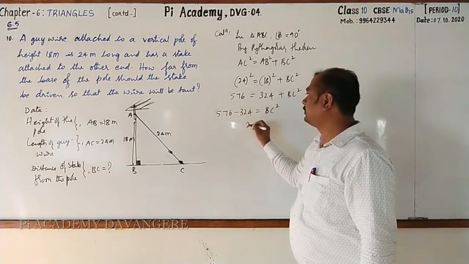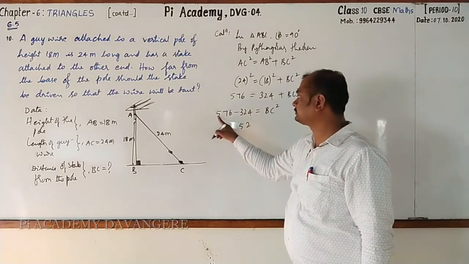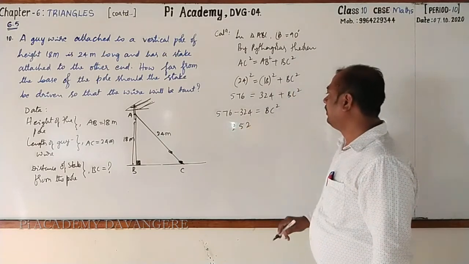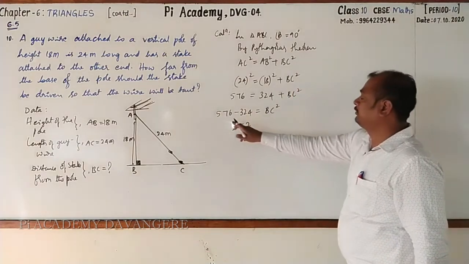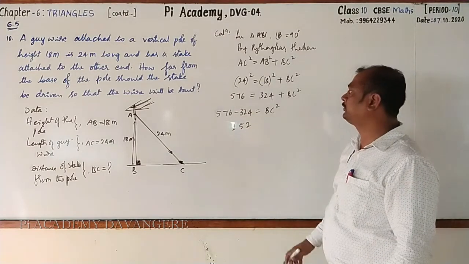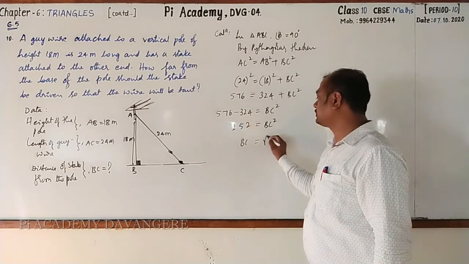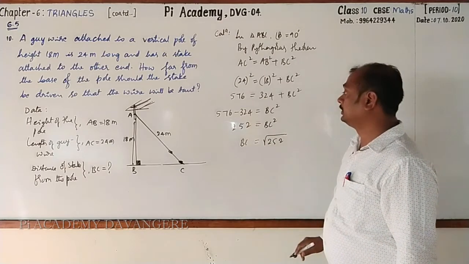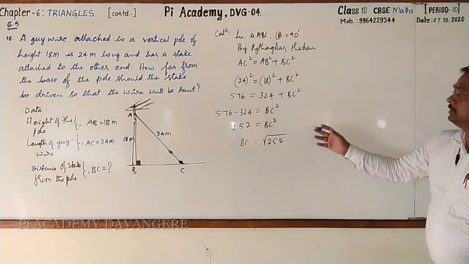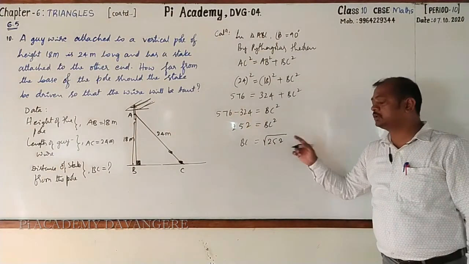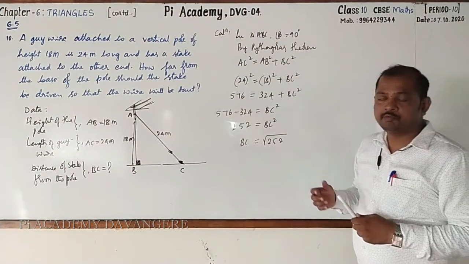Subtract 6 minus 4, 2, 7 minus 2, 5. Then 5 minus 3, it is 2. 252. It's equal to BC square. Then BC equal to square root of 252. Yes, go for finding the square root of this number. Have you found out?